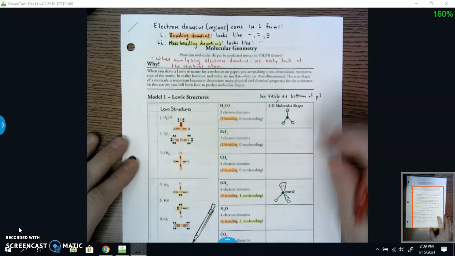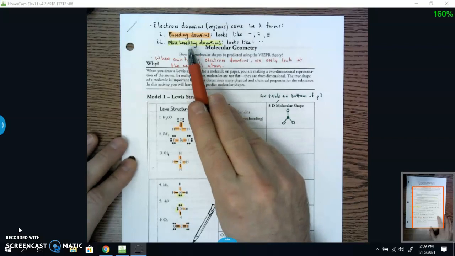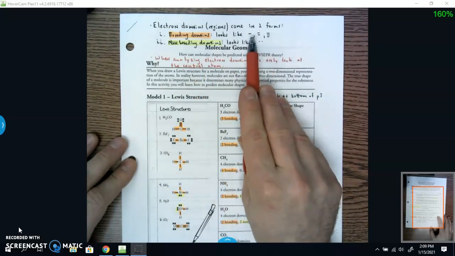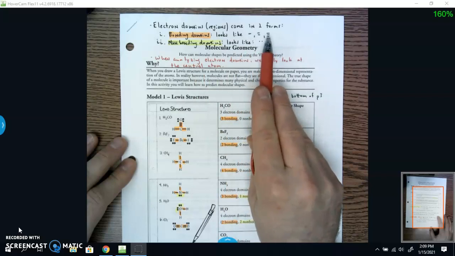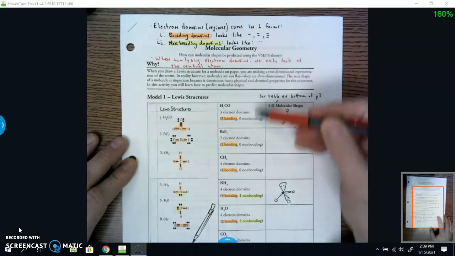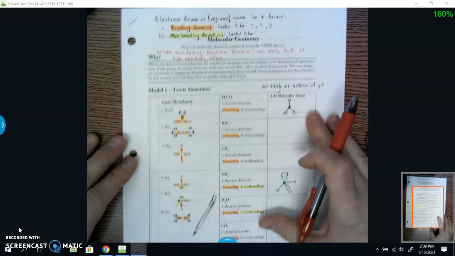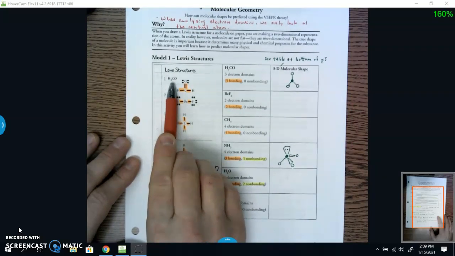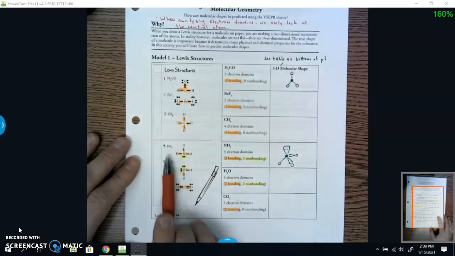The other day, we also explored bonding domains and non-bonding domains. And we said that a bonding domain looks like this. And it doesn't matter if it's a single, double, or triple covalent bond, they all only count for one bonding domain. That's a concept that you've already explored in this packet. So down here, I want to start focusing on 2 molecules, formaldehyde, which is H2CO, and ammonia, which is NH3.